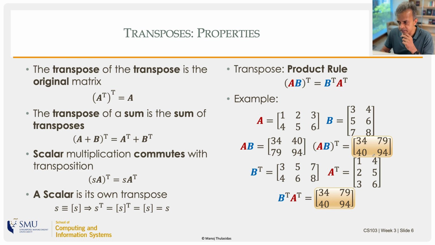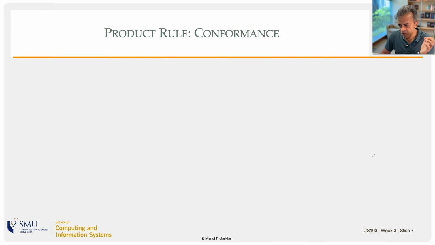So this is just an illustration, an example of the product rule. You can see that those two guys are the same, the highlighted ones. Now before actually looking at the proof of the product rule, let's think about the conformance requirement.